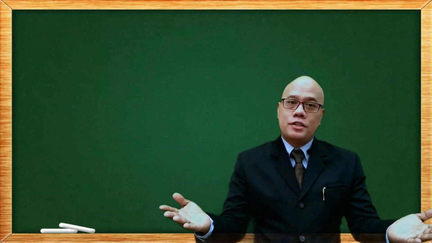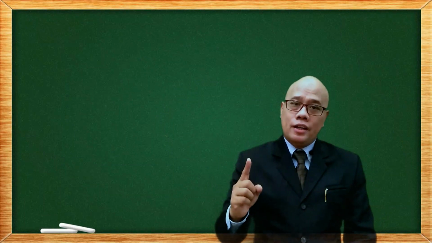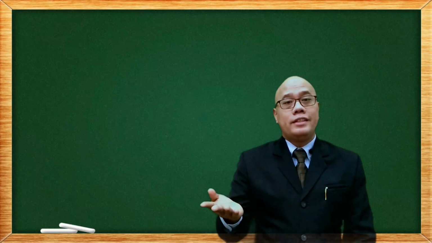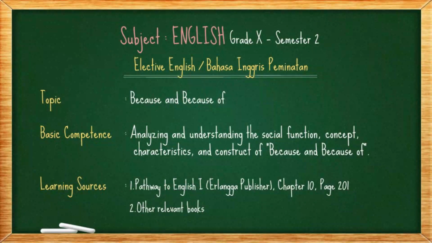In this very special edition, we're going to learn English for grade 10, semester 2, especially for elective English or Bahasa Inggris Peminatan. The topic of our discussion is because and because of. The basic competencies: analyzing and understanding the social function, concept, characteristic, and construct of because and because of.